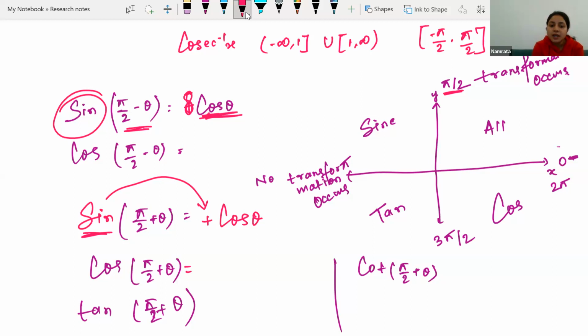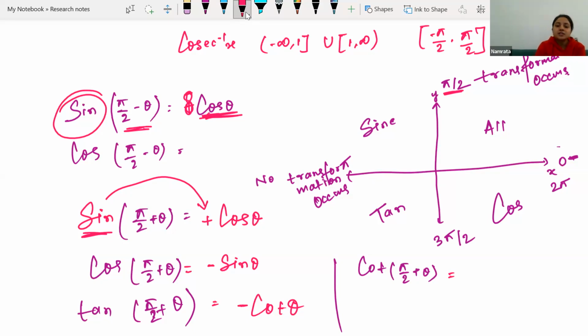Okay, similarly cos pi by 2 plus theta: pi by 2 plus theta comes in the second quadrant, and in the second quadrant cos is negative. So whatever output it gives, the result will be negative, because cos is negative in the second quadrant. And obviously at pi by 2 transformation occurs, so cos will change to sine. Here tan pi by 2 plus theta is there. Again pi by 2 plus theta is in the second quadrant, tan is negative, so the result will be negative. Now transformation occurs, tan will change to cot.